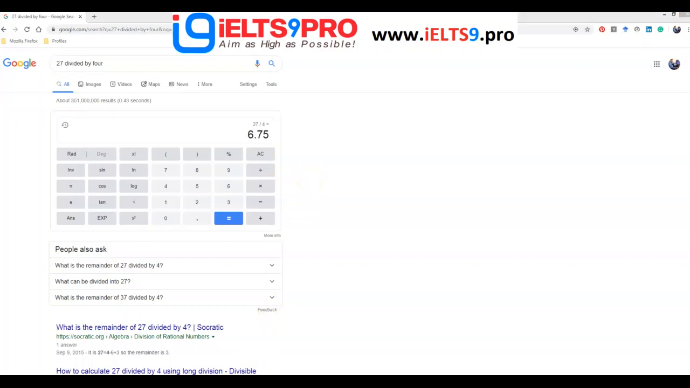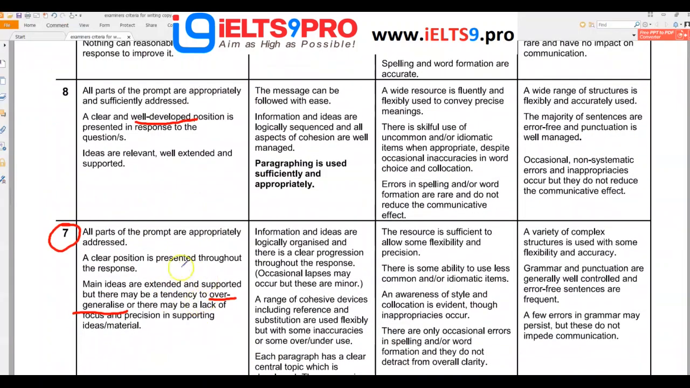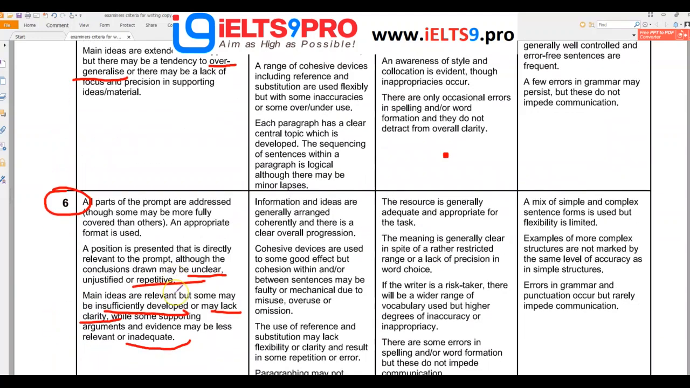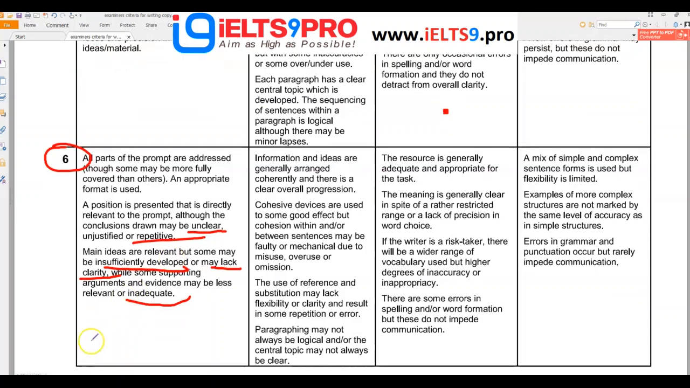It's too vague. It's not precise enough. If you want to get a higher score, you need to watch your task achievement. That's the main thing here. That's the thing that is pulling this essay down. A lack of precision, lack of focus. What are you talking about exactly? If you can work on that, you will be fine. Okay?